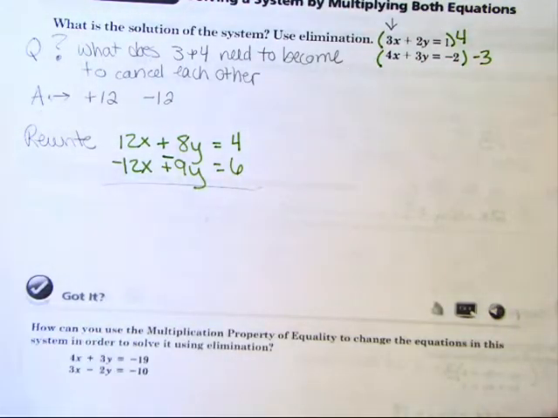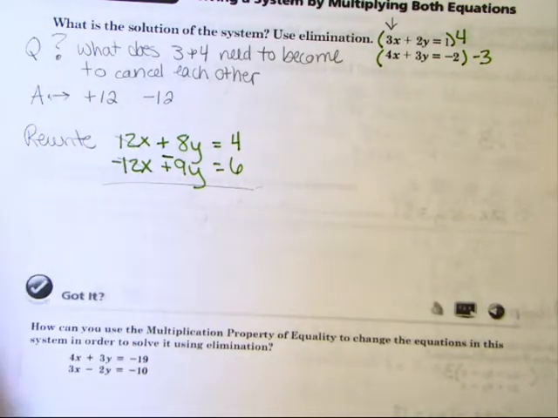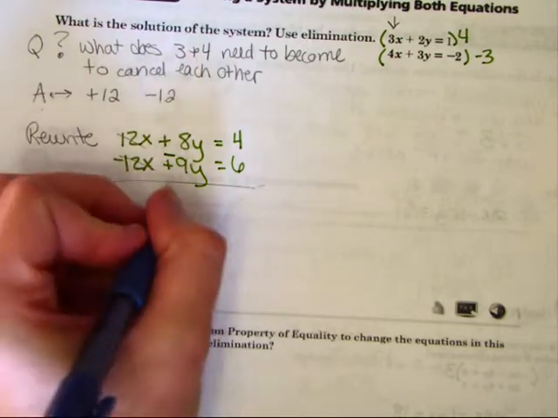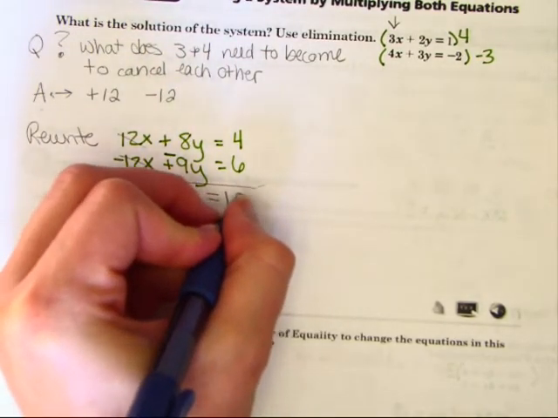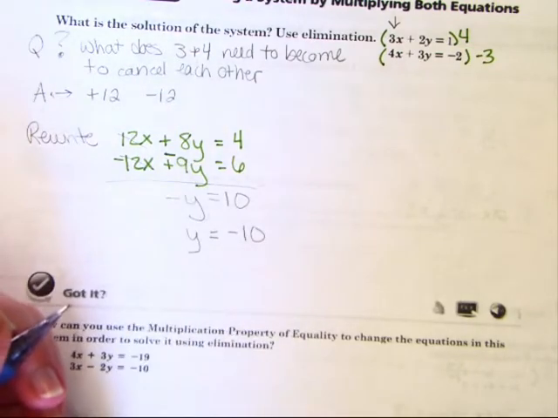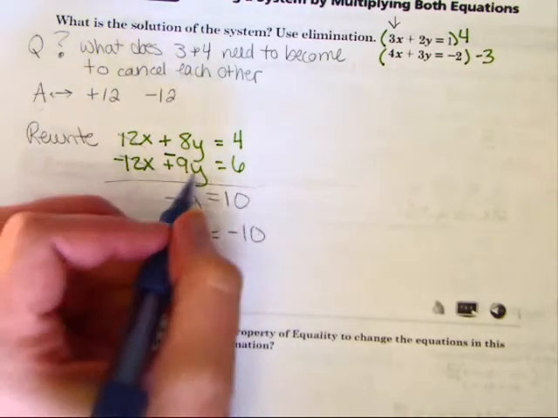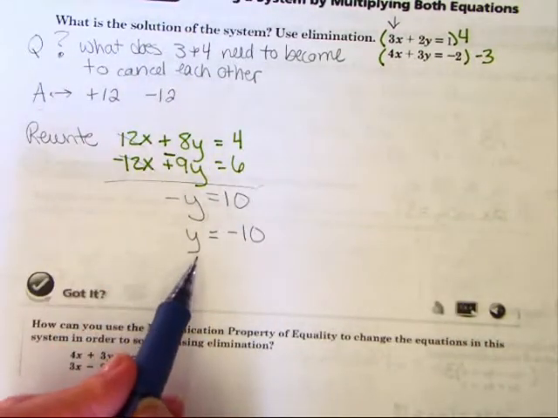It happens. All right, look at the 12s. Boom and boom. The 12s cancel each other out, don't they? 8 minus 9 is negative 1y. 4 and 6 makes 10. Divide by a negative, y is negative 10. Okay? Please make sure that you change that to a negative 9 because I multiplied incorrectly at first.